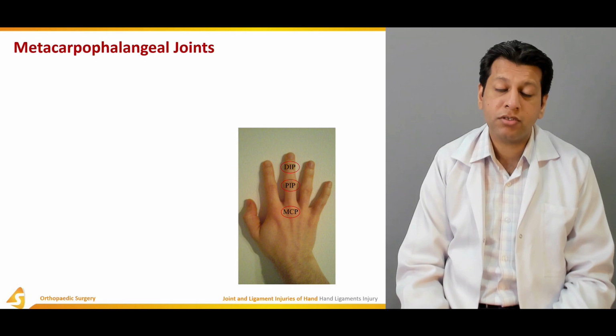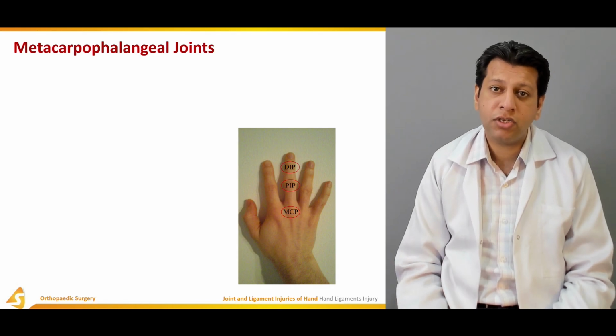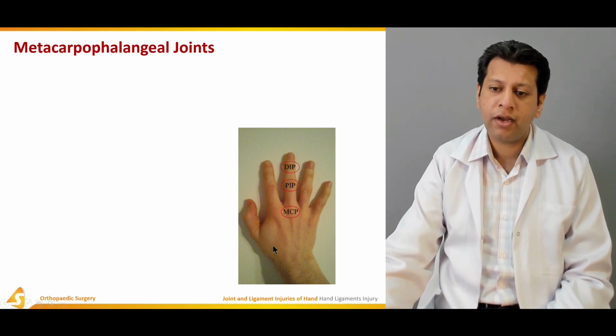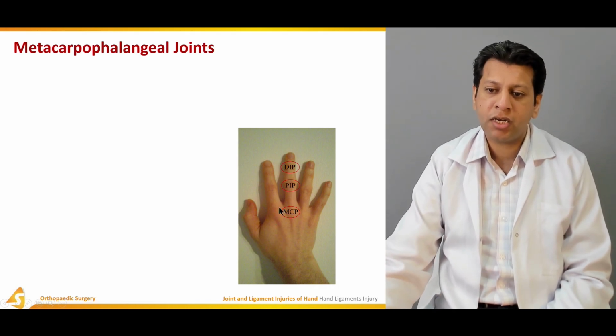Metacarpophalangeal joint dislocations: we have discussed the interphalangeal joint, now coming to the metacarpophalangeal joint. If you see, this is the hand, these are the metacarpals, and the metacarpophalangeal joints are found where the heads of the metacarpals articulate with the proximal phalanges. These involve the index finger, middle finger, ring finger, and the little finger as well.